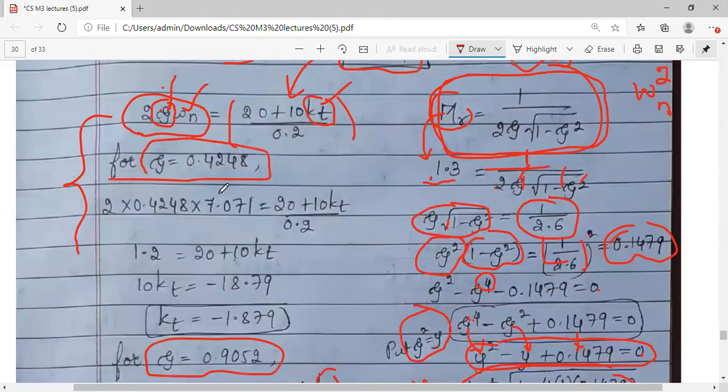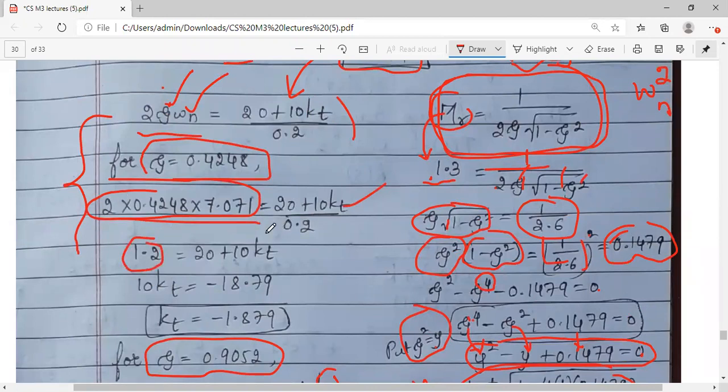If I take 0.42, further you just have to rearrange this. Zeta is known to you, wn is known to you. I have substituted it equal to RHS. Simplify, this multiplication will be 1.2 into 0.2. Okay, multiplying, this is equal to this. And rearrange the terms, 10 kT is equal to a value, or kT is negative.